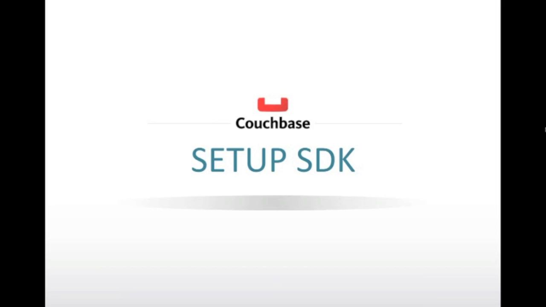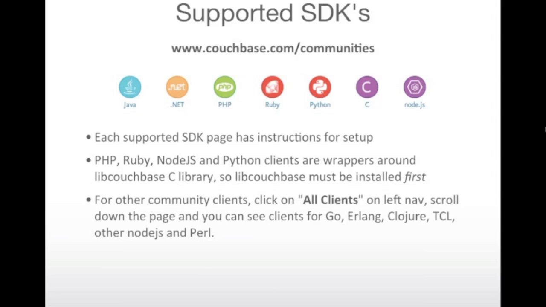Setting up an SDK is also the next step after you set up your Couchbase server. We're going to talk about this quickly, but I talk about it much more in Couchbase 102. We support Java, .NET, PHP, Ruby, Python, C, and Node.js. We do actually have libraries for Go, Erlang, Clojure, Tcl, and Perl. If you go to couchbase.com/communities, on the left-hand navigation there's a link for all clients, and if you click on that and scroll down, you can see we have clients for all these other languages.